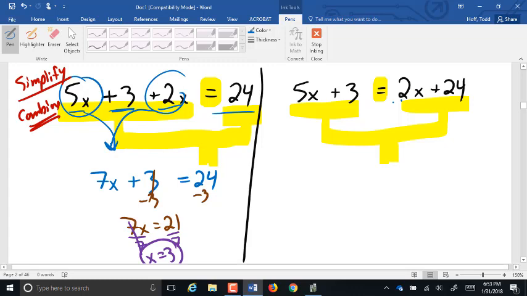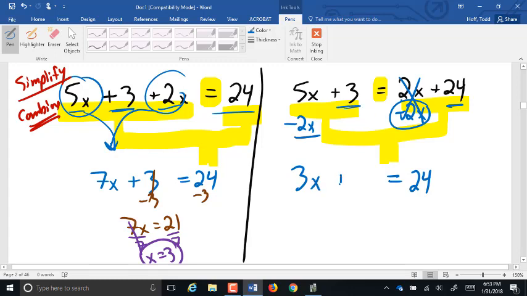Mathematically, how do I get rid of something? I add the negative or I subtract it. So a positive 2x, I can either add a negative 2x or subtract 2x. That's gone. Leaves me with just the 24 over here. Now, exactly, if I take 2x away from one side, I have to do the exact same thing to the other side. Where can I take it from? The 5x. I have to take it from something with the same name. 5x minus 2x is 3x. And I have to remember I still have that positive 3 there.